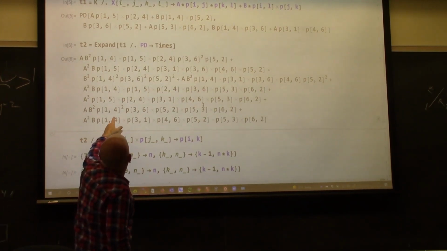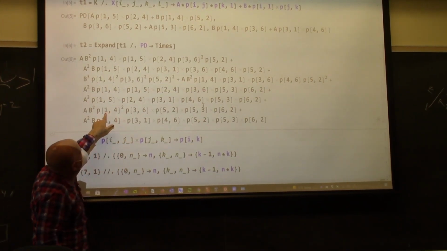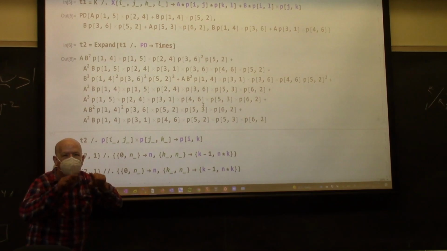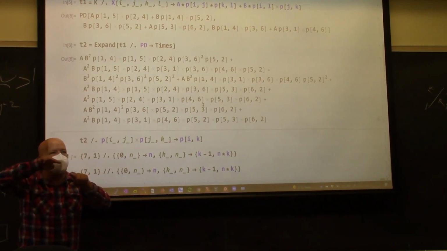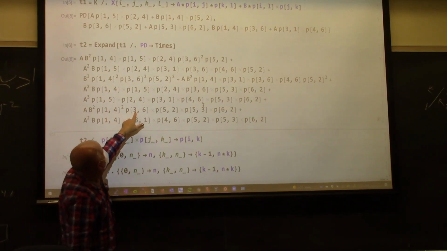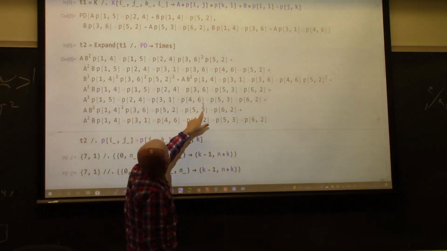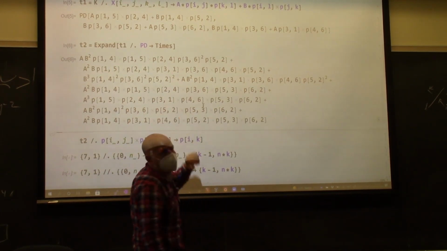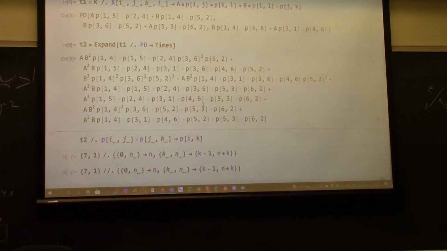Likewise, this in fact probably is at least 2 cycles, because it has a path from 1 to 4 squared, meaning twice. So a path from 1 to 4 and a path from 4 to 1. So that's a cycle of length 2. And then a path from 3 to 6, from 6 to 2, from 2 to 5, from 5 to 3. So it's 2 cycles. Okay? But again, I need a computer to know that.